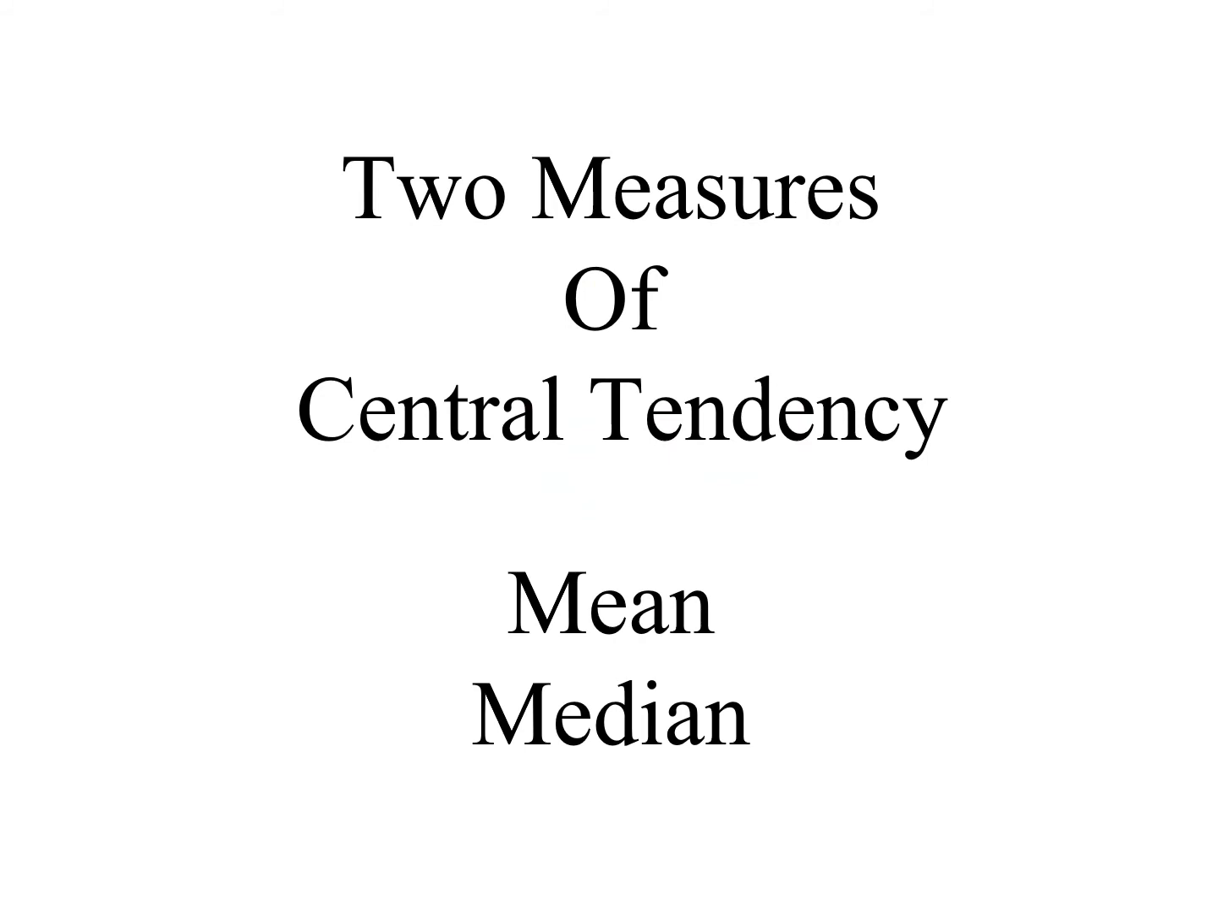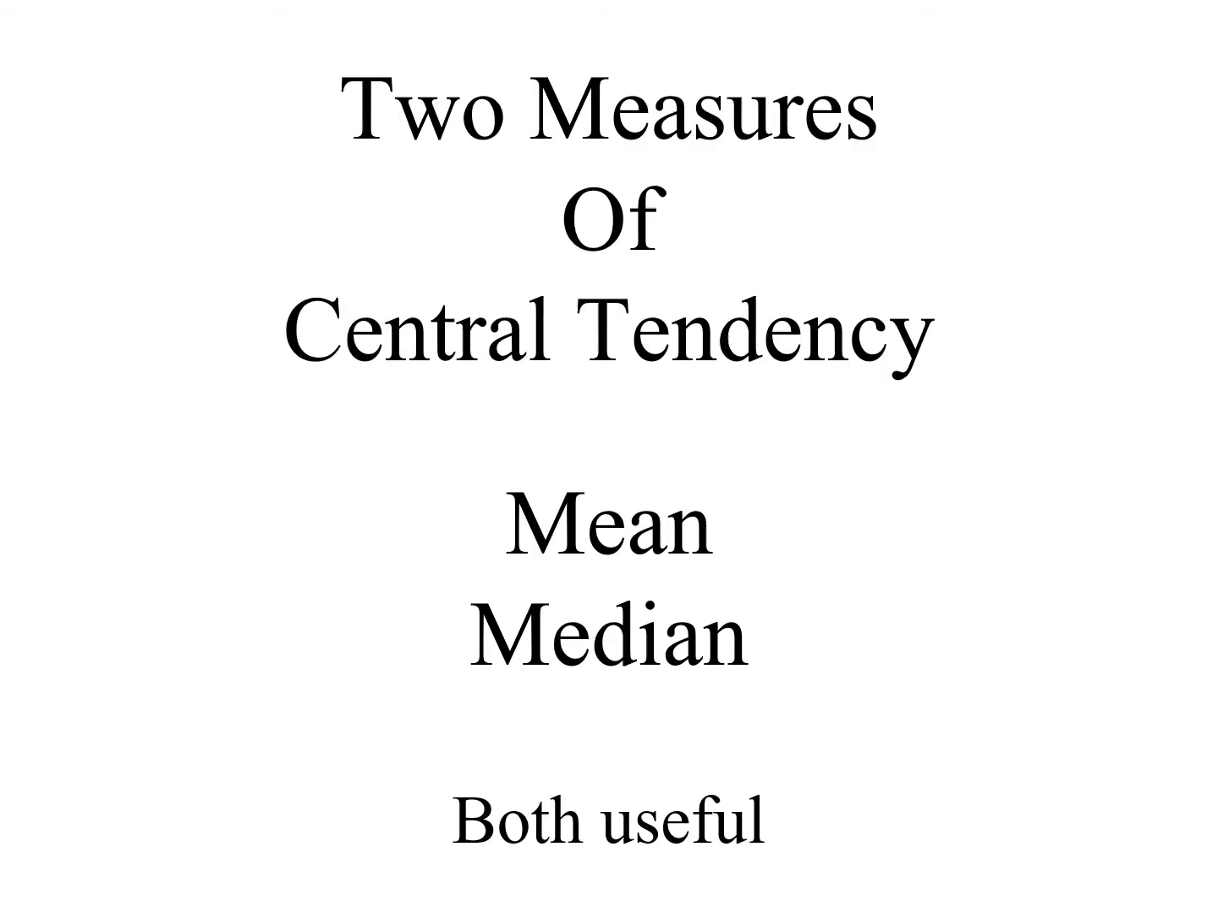There are two main measures of central tendency, the mean and the median. Now that you know about these two measures, you might be asking, which one is better? The answer is that they're both useful in different ways, and in this course we're going to be using them both. And we'll also be using percentiles a lot too.